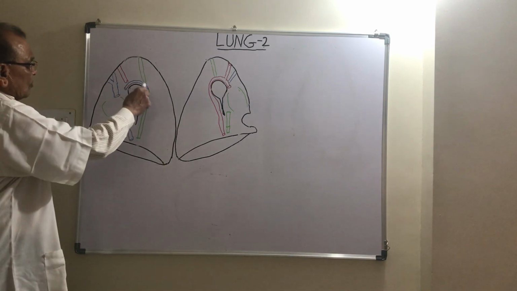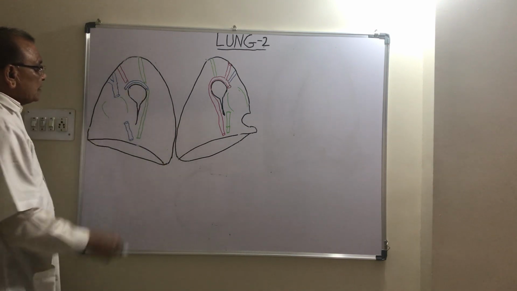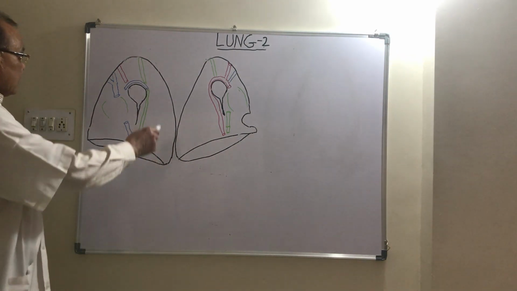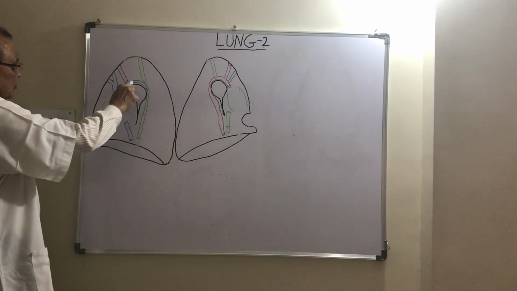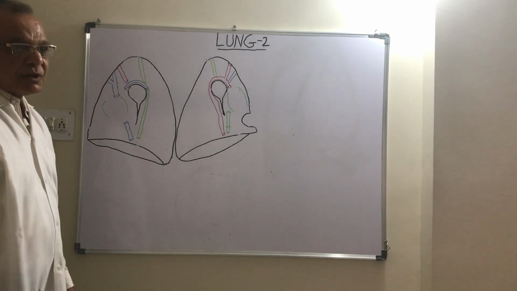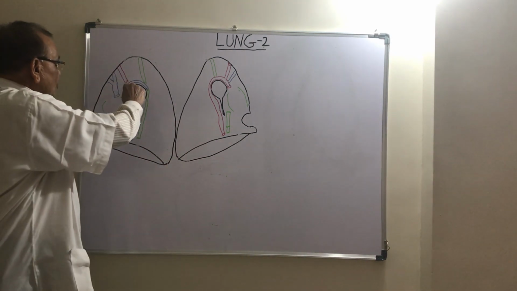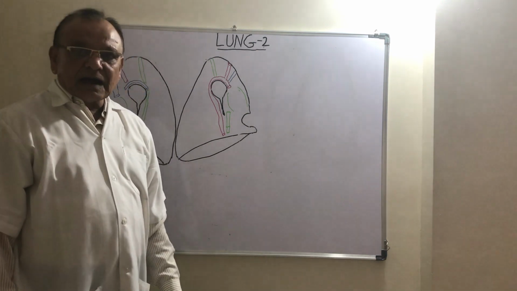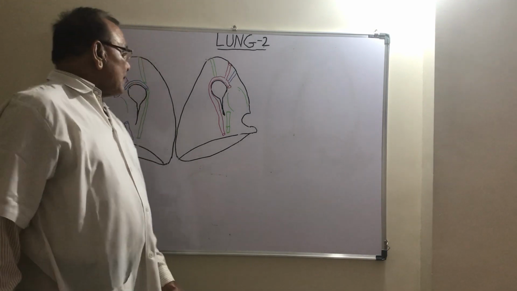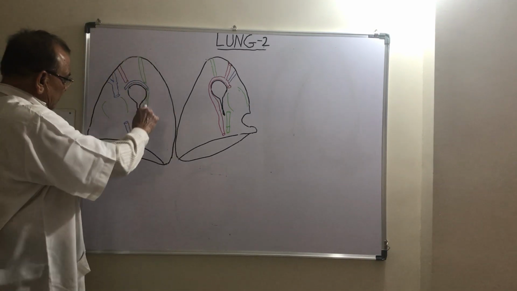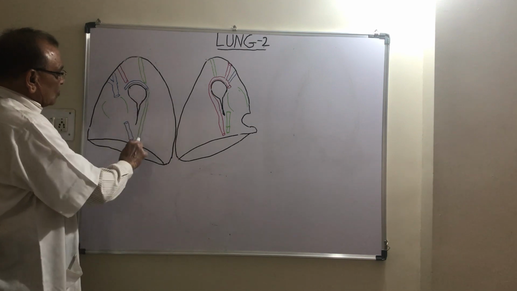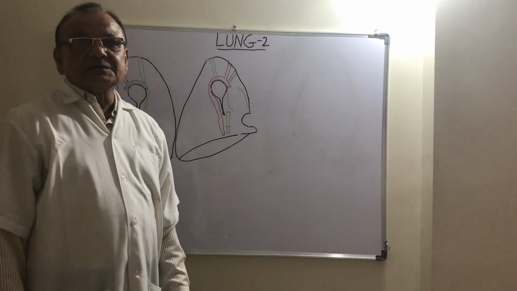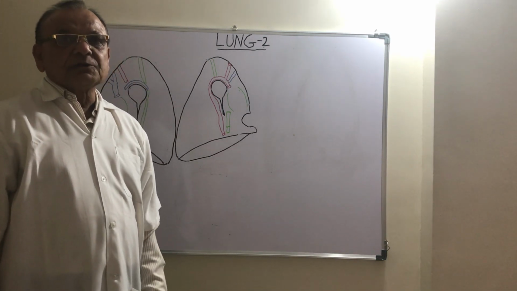Now, above the hilum of the right lung, there is an arch groove. And this arch groove is continuous up to the groove of the superior vena cava, and this arch groove is produced by the arch of the azygos vein. Now behind the hilus, there is a vertical groove. This vertical groove behind the hilus is produced by the right margin of the esophagus.